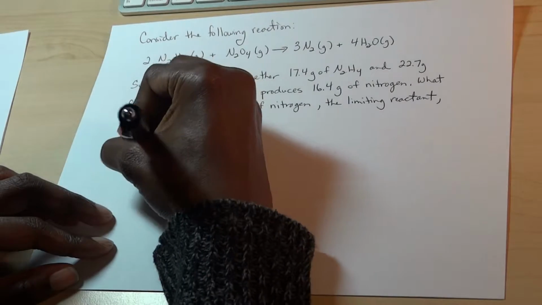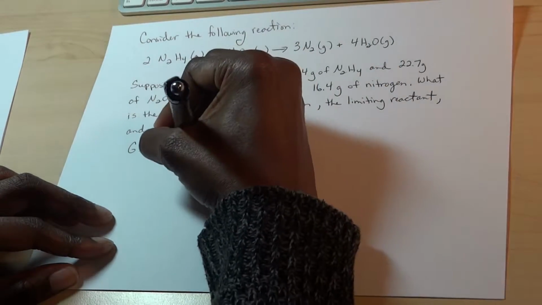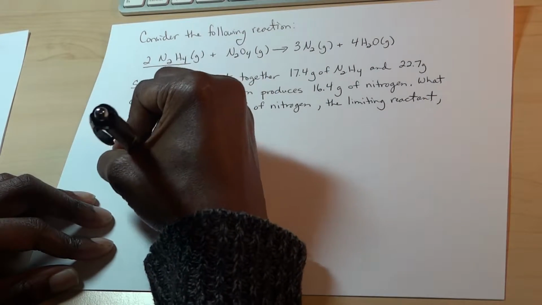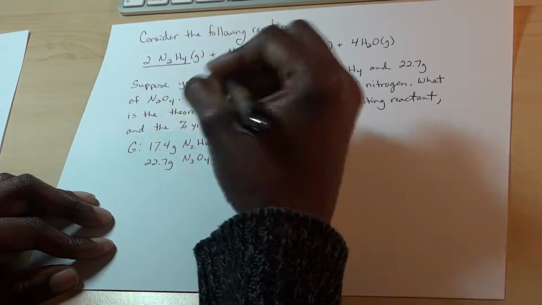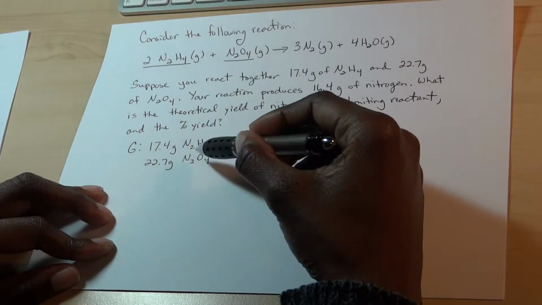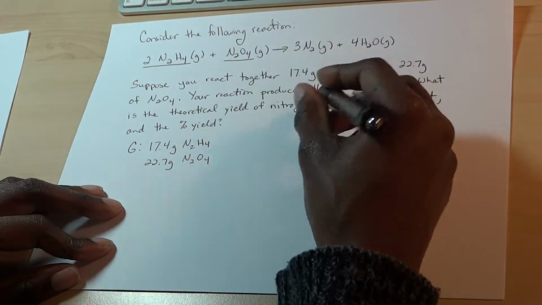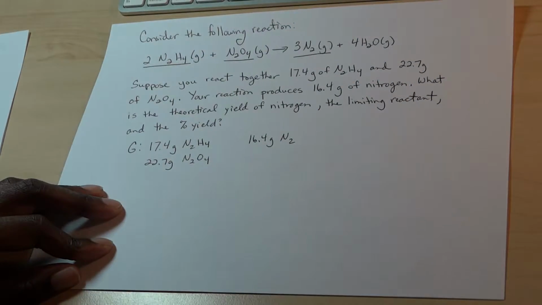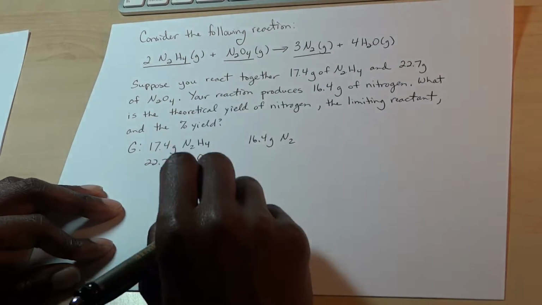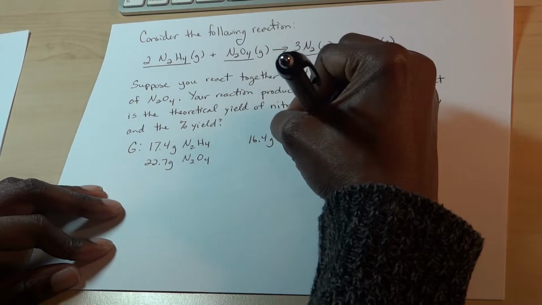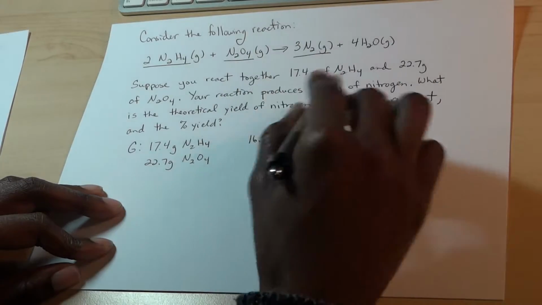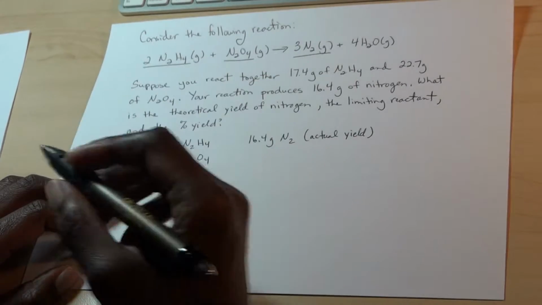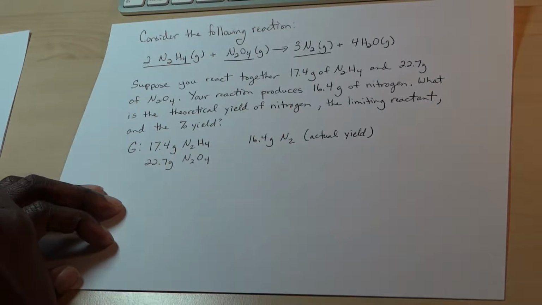We're given 17.4 grams of the N2H4, this one, and 22.7 grams of N2O4, this one. And we were also given 16.4 grams of nitrogen, so we're given that one right there. Now, since it says produces 16.4 grams of nitrogen, this is our actual yield. Produces or obtained, that's telling us that the reaction already happened, and so we know what we've already made.